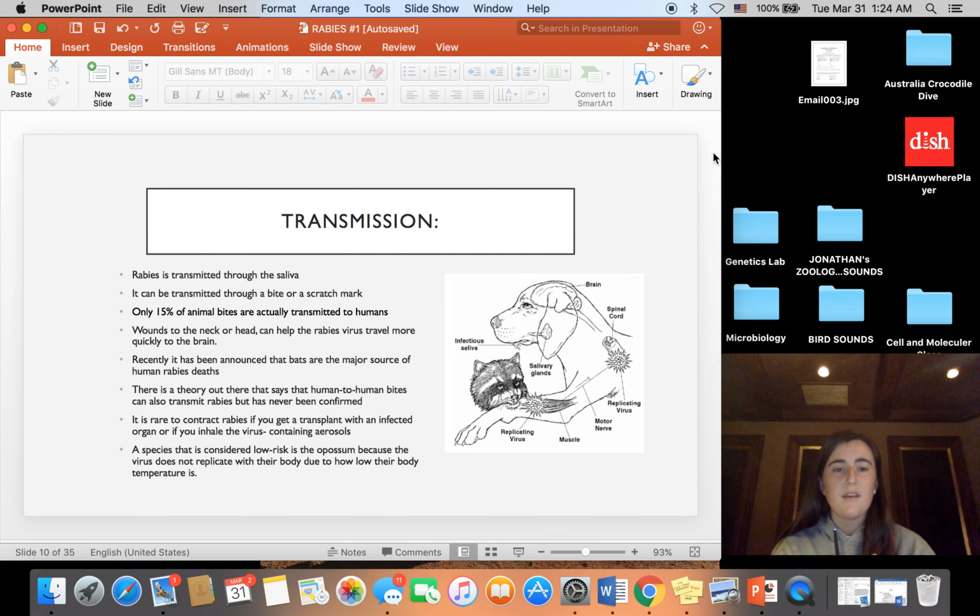Okay, and then for transmission, rabies is transmitted through saliva. The only way you can really get it is if the animal has bitten or scratched you and their saliva has come into that wound. Only 15% of animal bites are actually transmitted to humans.